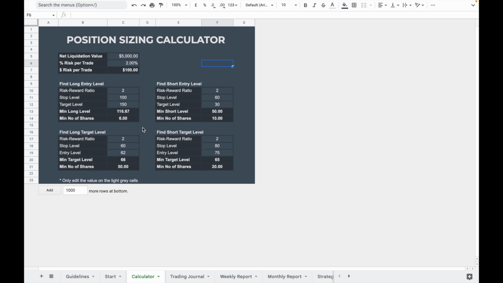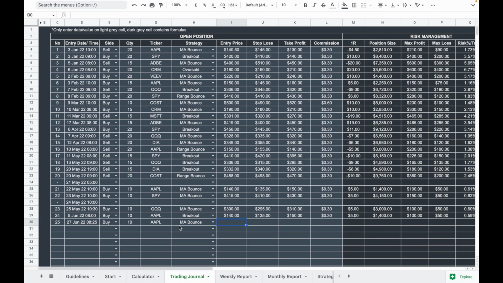There's a calculator here to help you determine the maximum amount of risk per trade. Find your entry and target levels, as well as the number of shares to buy or sell for your stock trading. Let me show you an example of how to input trading data into the trading journal.